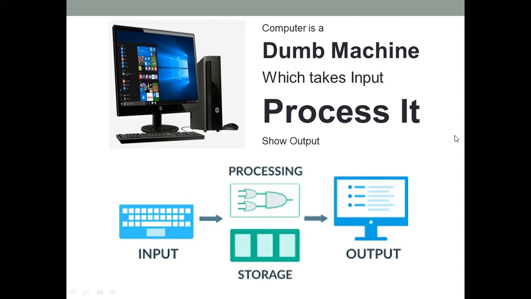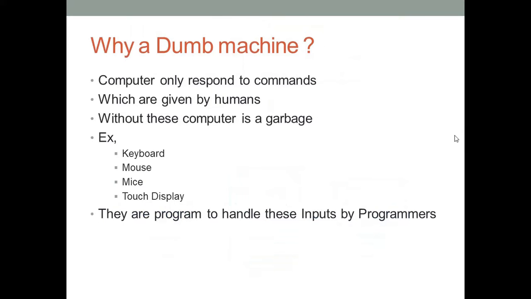So guys, yes, you are listening completely right, the computer is a dumb machine. Why is it dumb? I am going to talk about this here. The computer is a dumb machine because it only responds to commands. Yes guys, if you don't give any command to the computer, it will not respond to you. And these commands are given by no one but humans. Only humans or living things can give commands to the computer. So guys, without commands, computer is garbage. If you don't give any command, the computer will do nothing.